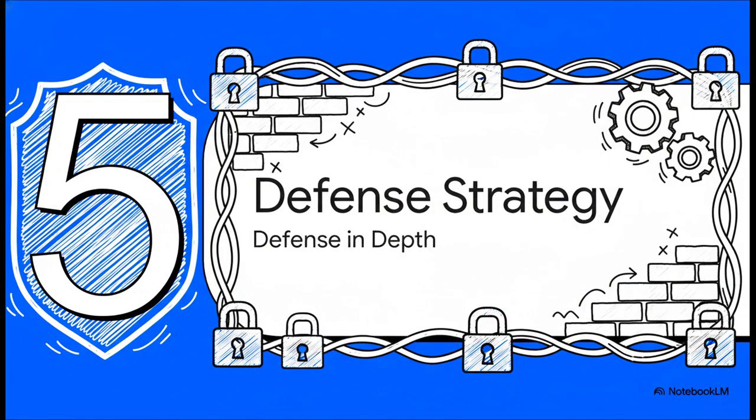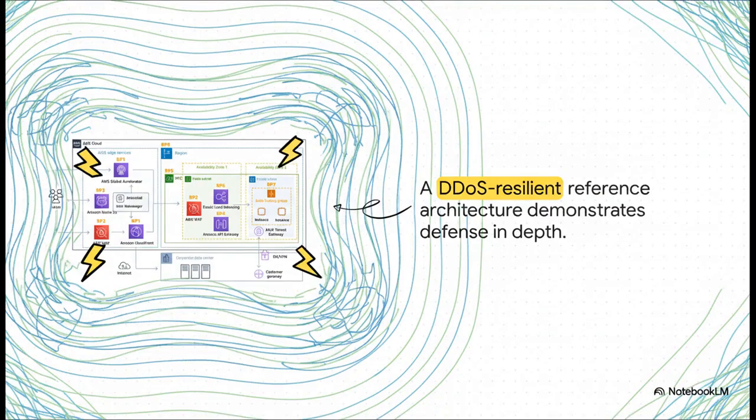Okay, we've met the players: Shield, WAF, and Firewall Manager. Now for the fun part. Let's see how they all work together as a team in a real, robust, DDoS-resilient architecture. This diagram right here is the aha moment. This is what it looks like when you put it all together. What you're seeing is a concept called defense in depth. It's not about relying on one magic bullet. It's about having multiple layers of security, so if one fails, another one is right there to back it up.